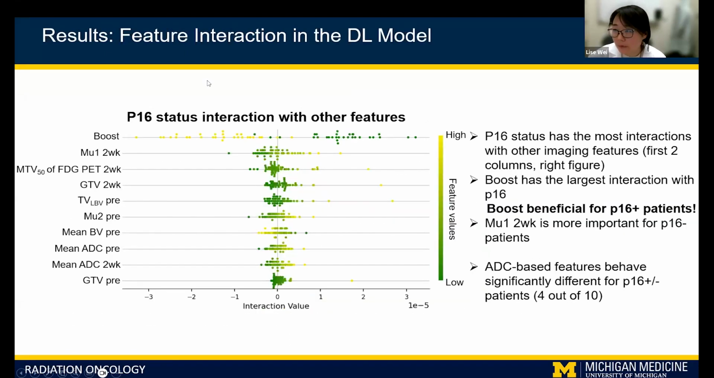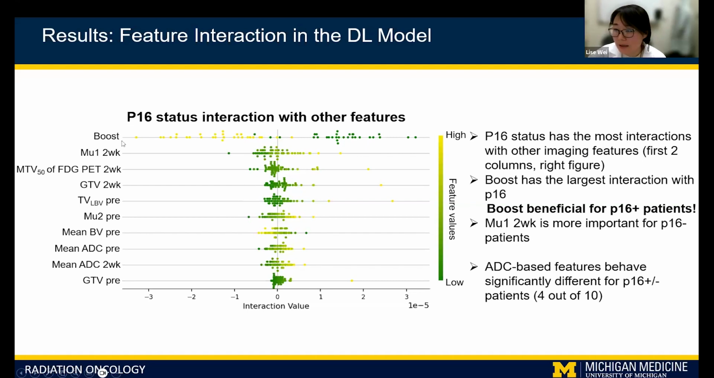This is the result for feature interaction, similar to the previous figure. And this left side shows which features interact strongly with other features. And yeah, so the x-axis shows the interaction score. Some information we can get here is PCC status. So this is its interaction with other features, and it has the most interaction with other imaging features.